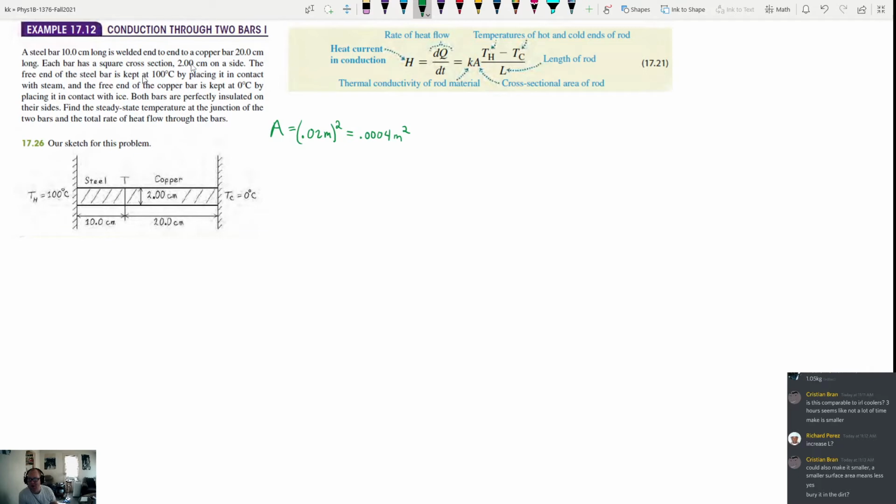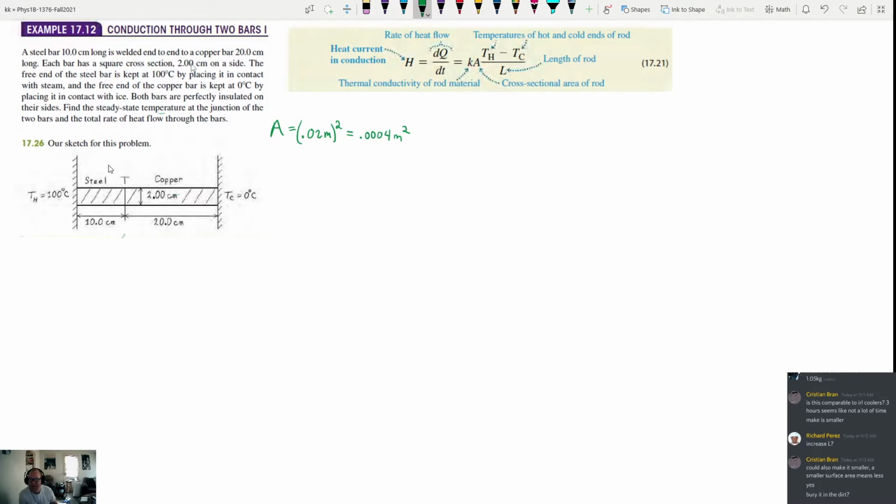The free end of the steel bar is kept at 100 degrees Celsius by placing it in contact with steam. So we've got steam over here, 100 degrees Celsius. And the free end of the copper bar is kept at 0 degrees Celsius by placing it in contact with ice. So this is cold side over here, hot side over here. Both bars are perfectly insulated on their sides. Perfectly insulated, which is impossible to achieve, means that they're not going to lose heat to their environment, basically. I.e., they want you to think about the problem only in terms of the heat transfer that occurs through the bars themselves. We want to find the steady state temperature at the junction of the two bars and the total rate of heat flow through the bars.